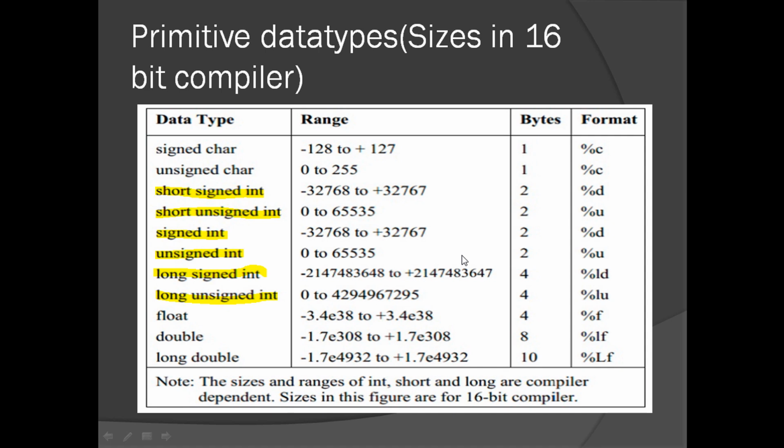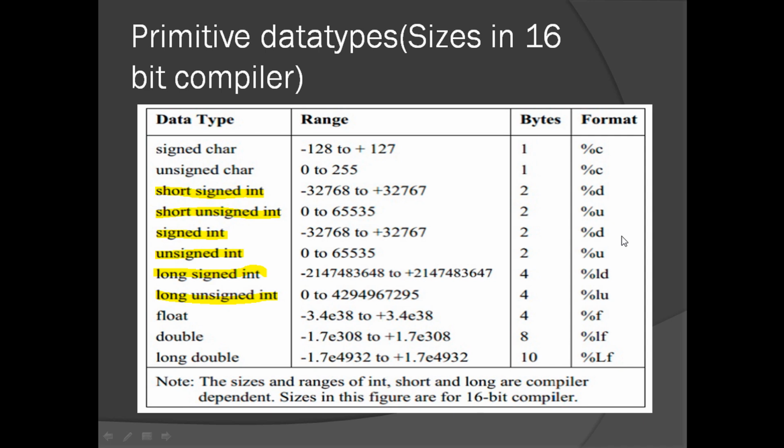And the format specifier of this particular data type is %d. What do you mean by format specifier? The format specifiers can be used in printf and scanf functions. This format specifier tells the compiler in which format we can take the input or in which format we can produce the output. That is what a format specifier does in printf and scanf functions.